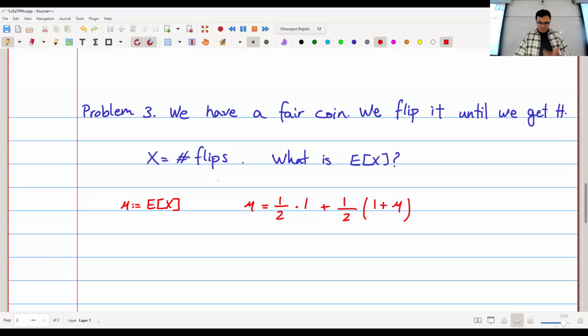So solve for mu. I have an equality like this. It's actually a linear equality on mu. And I can solve it, and you can just check this, that mu is 2. So this is a half plus half of 3, which is 3.5. Yeah, that's 2. So 2 satisfies this. So the expected number of flips is 2.